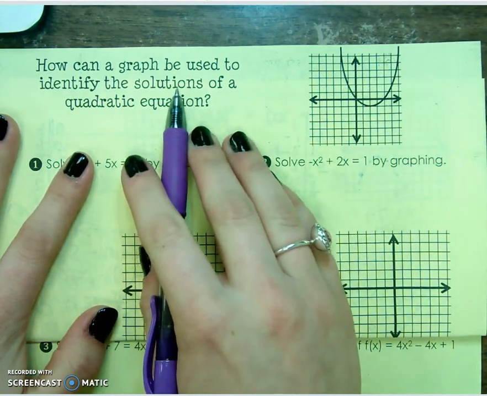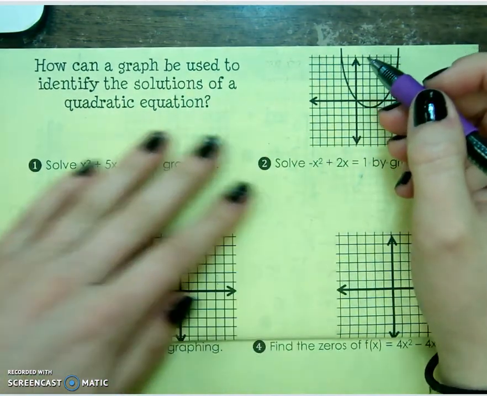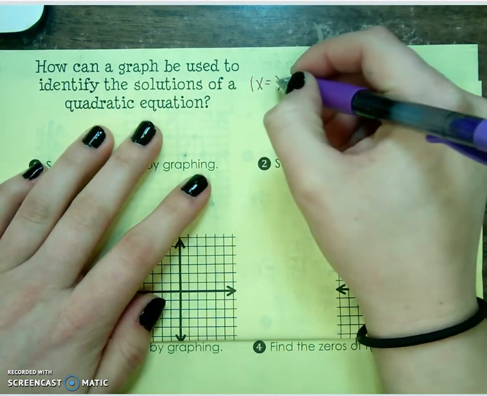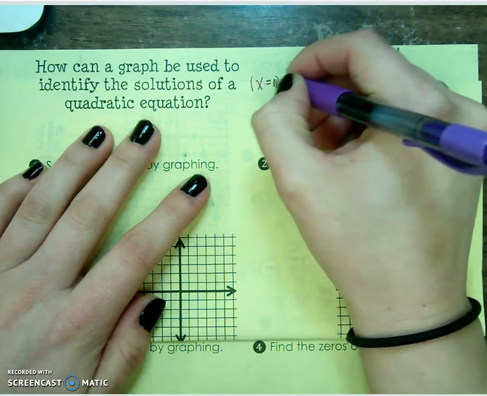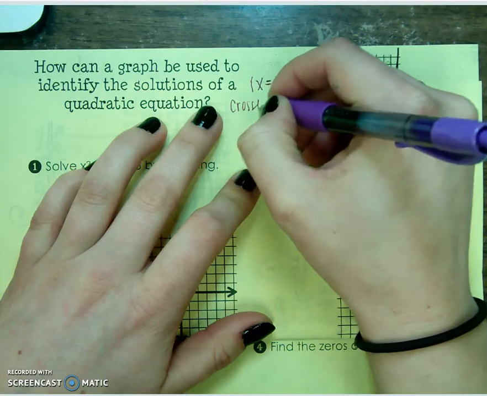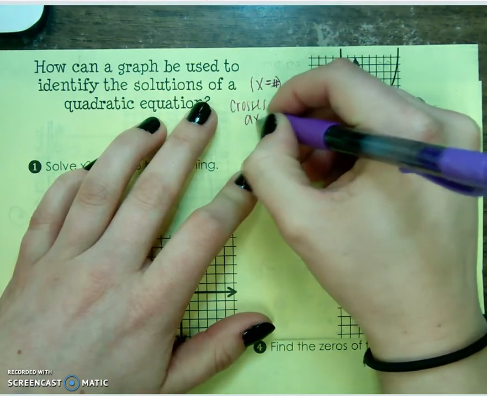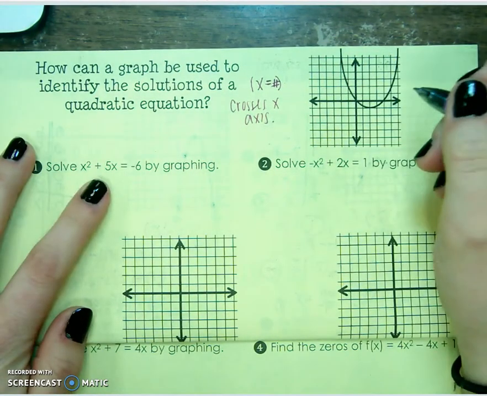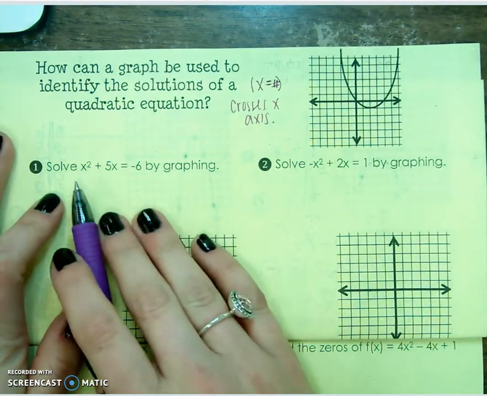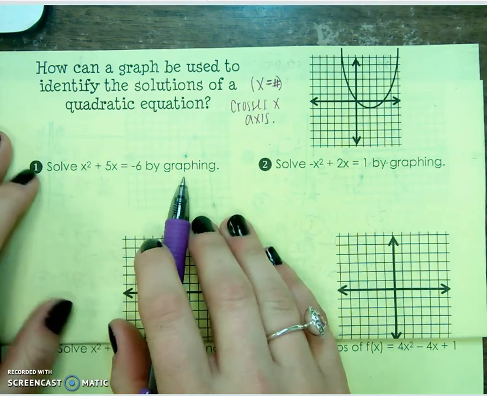The solutions are always going to be what x is equal to, okay? It's always going to be when x equals a number, or where it crosses the x-axis. Sometimes we'll have 1 point, sometimes we'll have multiple points. All right, so the first thing we're going to do is solve this quadratic by graphing.